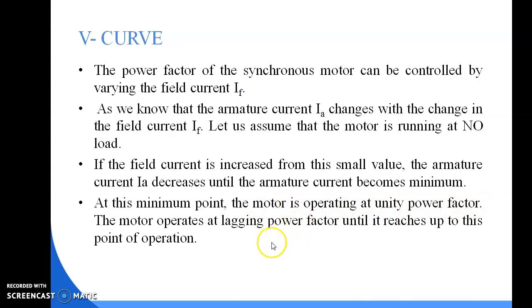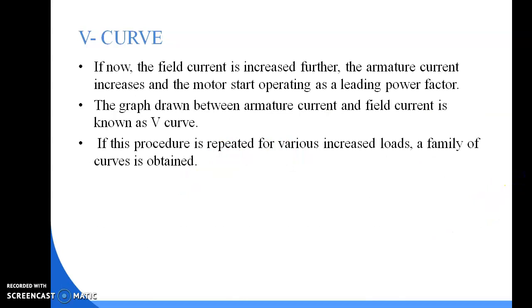The motor operates at lagging power factor until it reaches this point of operation. So, if now the field current is increased further, the armature current increases and the motor starts operating at leading power factor. The graph drawn between armature current and field current is known as V curve. IF and IA are considered to draw the V curve. If this procedure is repeated for various increased loads, a family of curves can be obtained.